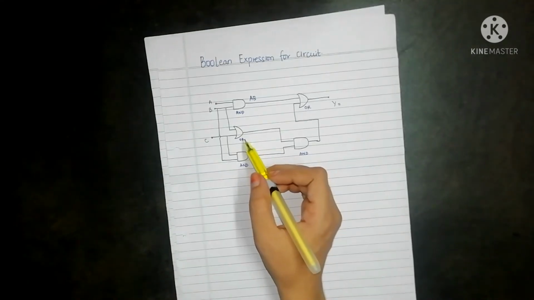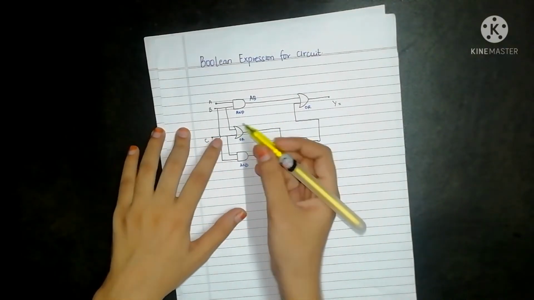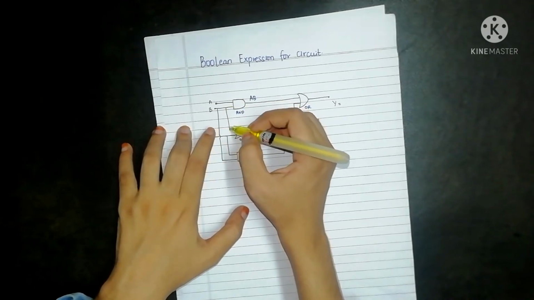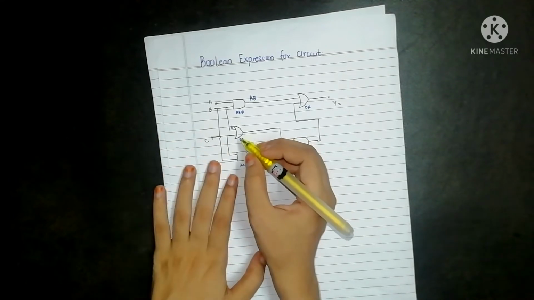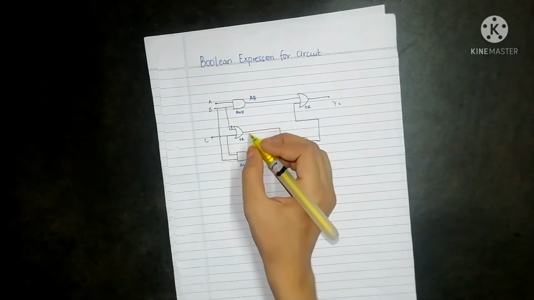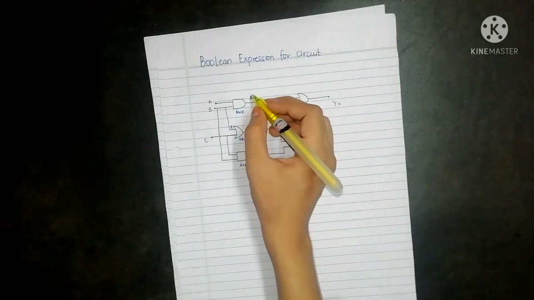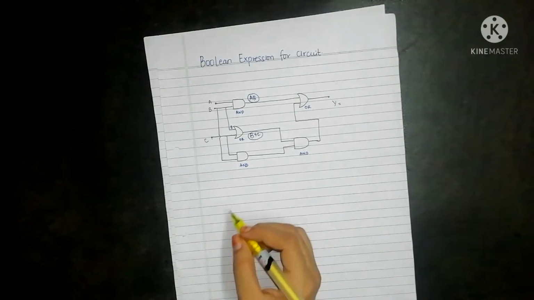Next move to this gate, that is the OR gate. As you can see, one input is C and the other input is the input of the AND gate, that is B. So the two inputs here are B and C. The OR gate gives the sum of the inputs, so my output is going to be B plus C. This is the output for the AND gate, this is the output for the OR gate.